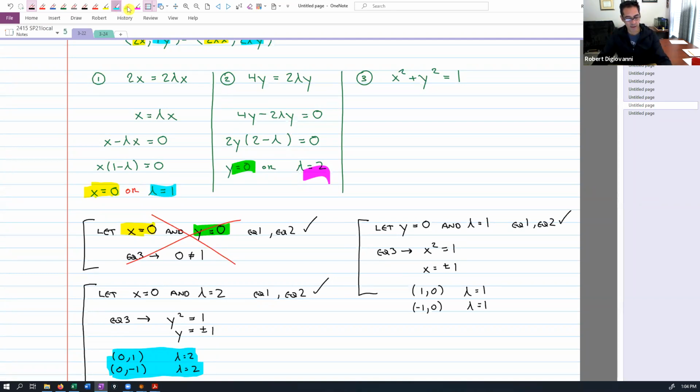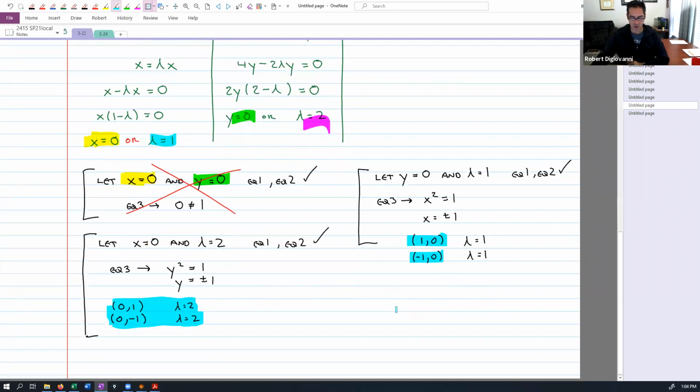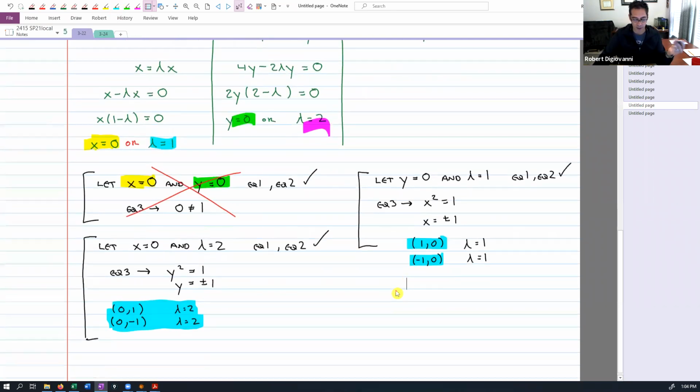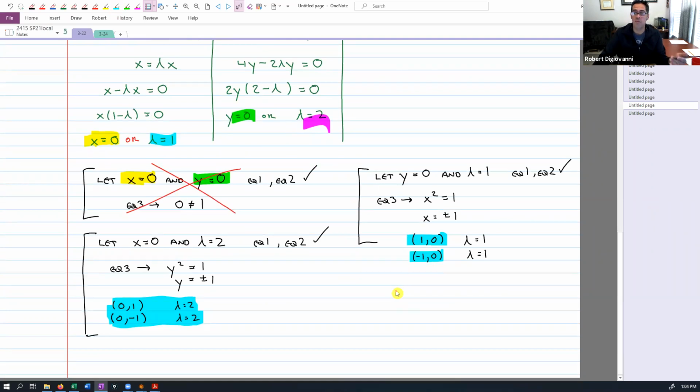So it looks like we have 4 potential points here where we have either maximums or minimums happening. Now, how do we determine what's going to give us the max and the min? What do y'all think?